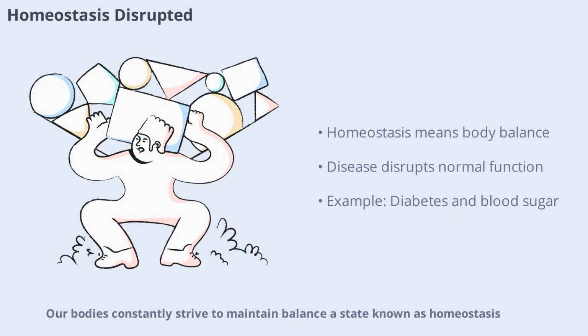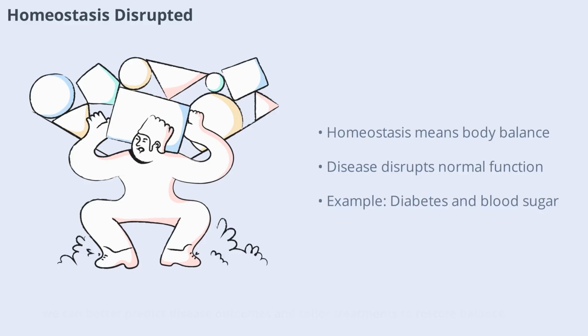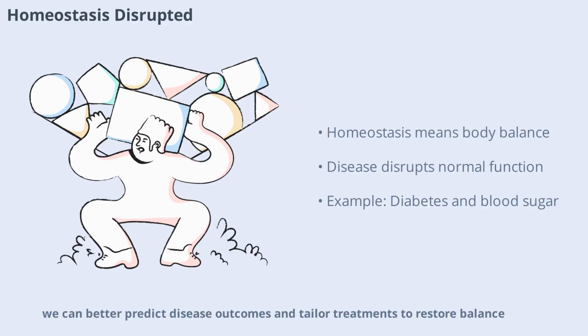Bodies constantly strive to maintain balance, a state known as homeostasis. When disease strikes, this balance is disrupted. For example, in diabetes, the body can't regulate blood sugar properly, leading to a cascade of effects. Understanding how diseases disturb homeostasis is key to grasping pathophysiology. This disruption can affect organs, tissues, and cells, resulting in symptoms that we recognize as illness. By studying these changes, we can better predict disease outcomes and tailor treatments to restore balance.